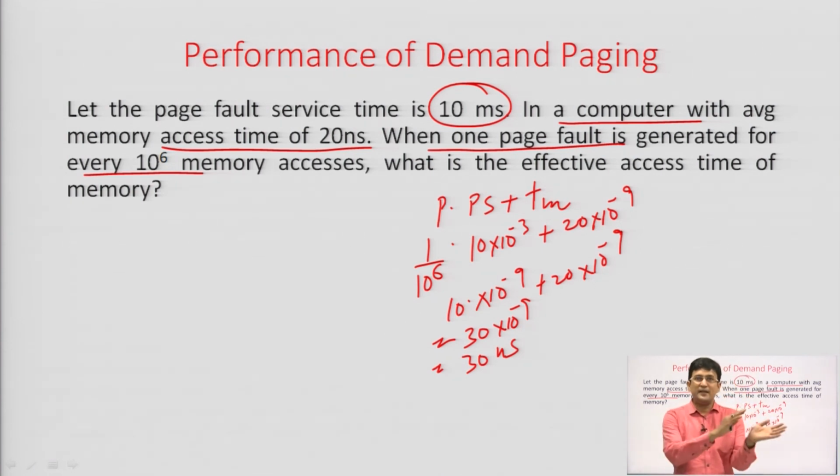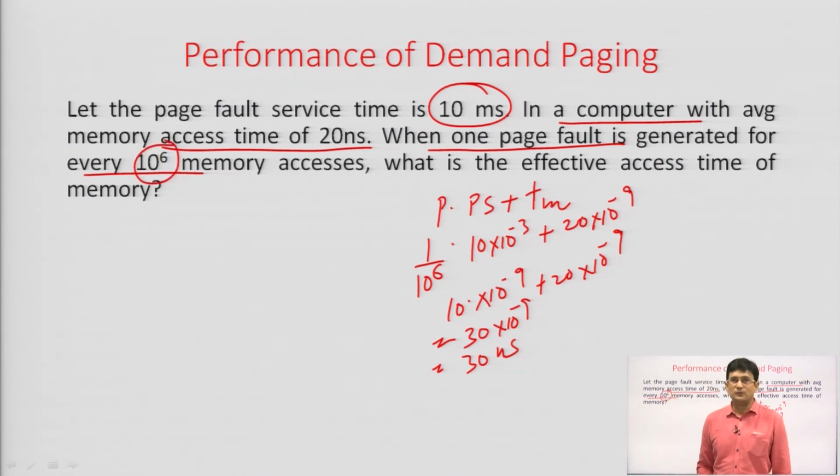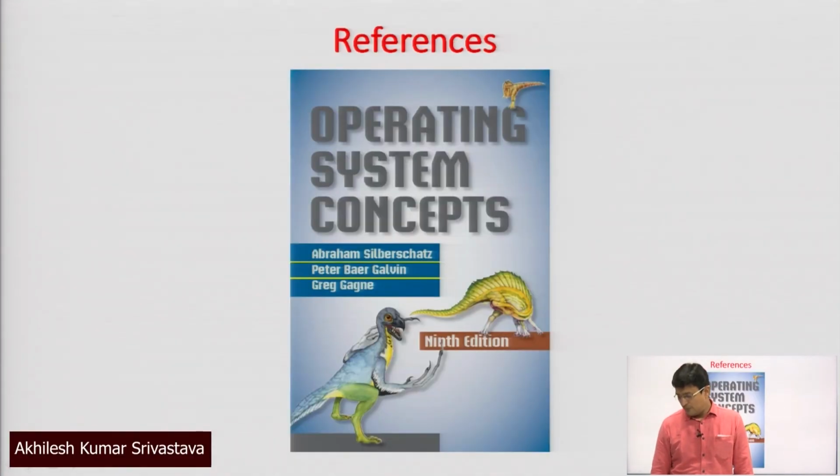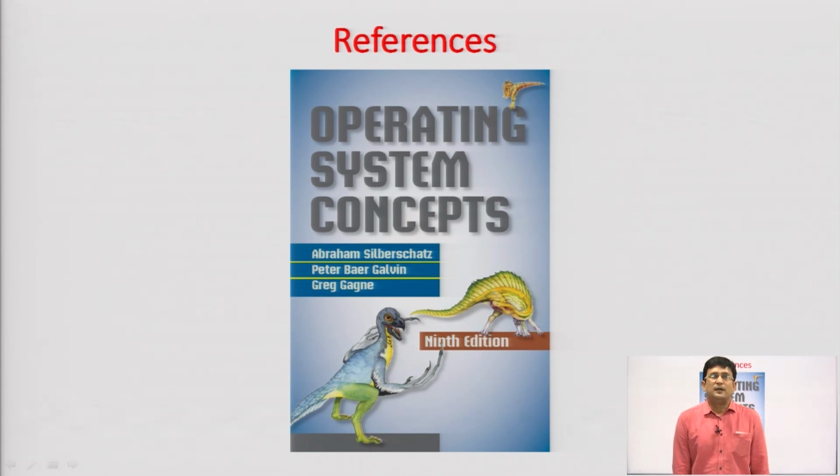You can apply the earlier formula, and you can apply the new formula also after expanding as per the requirement. But you should remember that this formula is applied when the page fault rate is very low. You can solve this problem as well, and this is the reference for this lecture, Operating System Concepts by Silberschatz and Galvin.